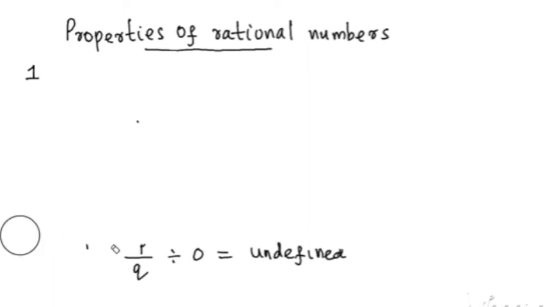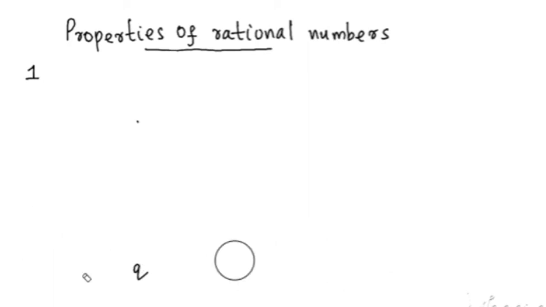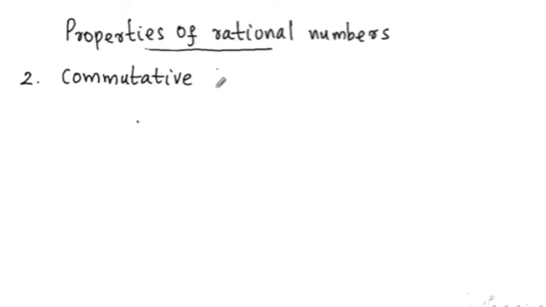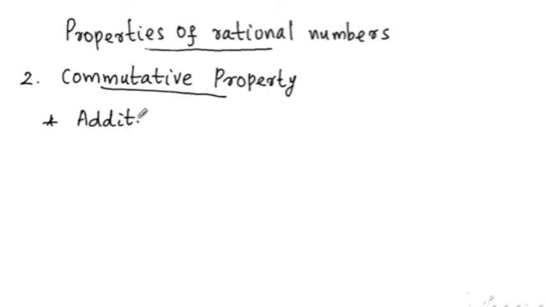Commutative property means the rational numbers commute with each other. Like if you change the order of the rational numbers, then also you will obtain the same sum or product, etc. So we can verify this commutative property for each of the operations. First, consider the operation addition. We can take the rational numbers in general as a by b and c by d.